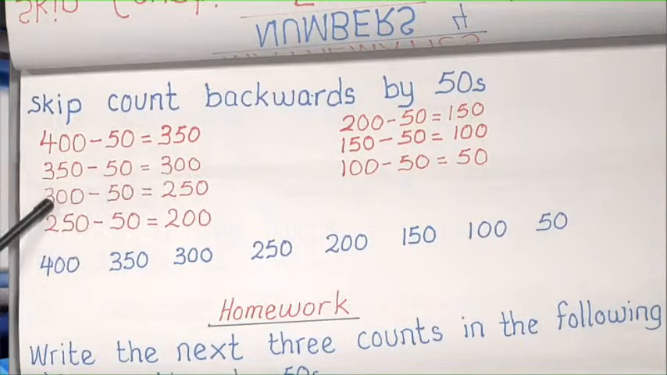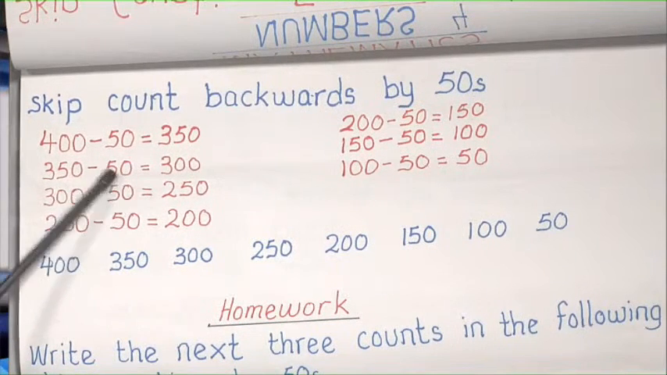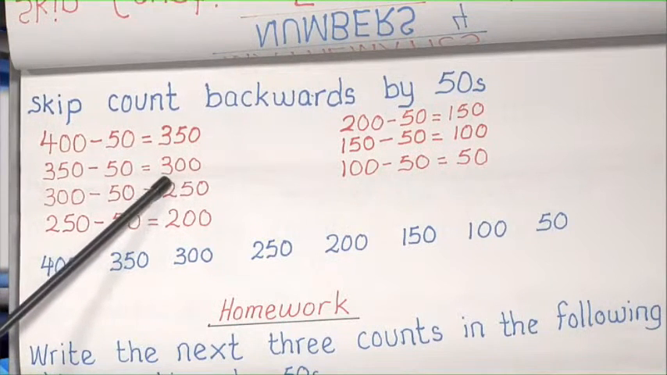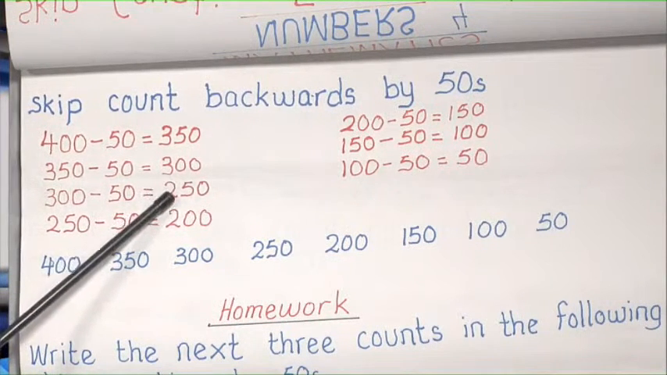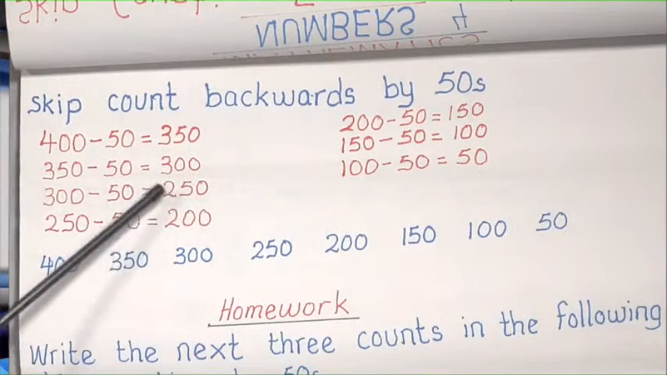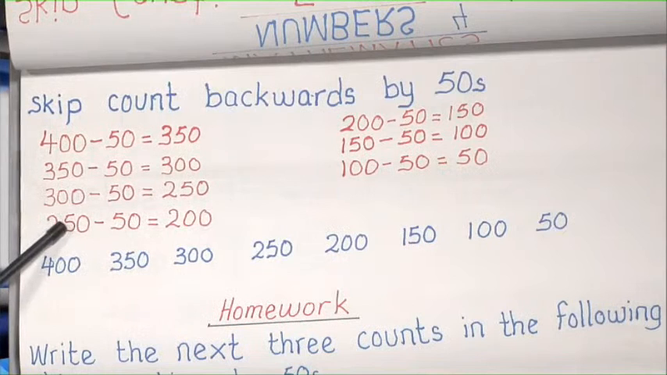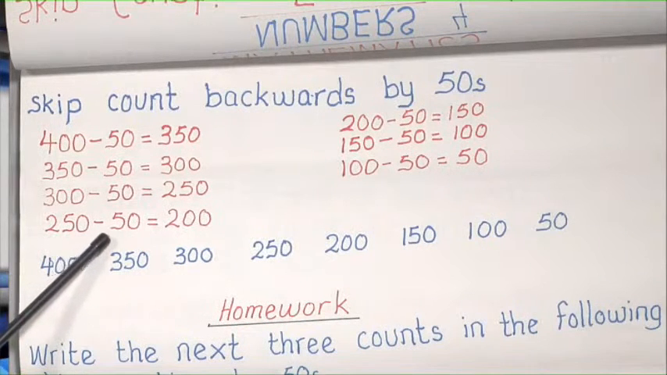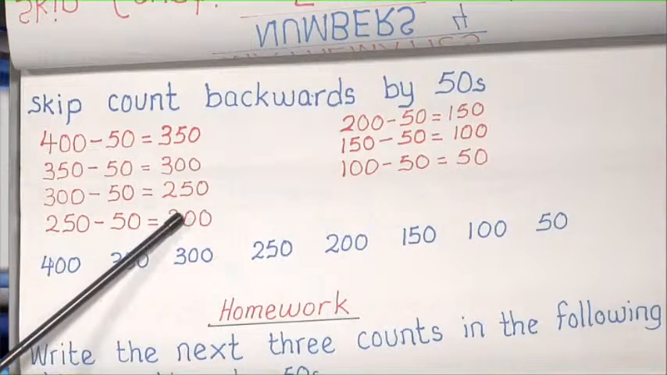And this 300, we want to subtract another 50 from this 300. So that you get what? 250. Well, this 250 is here. We want to subtract another 50 from it. Then we will get our 200.